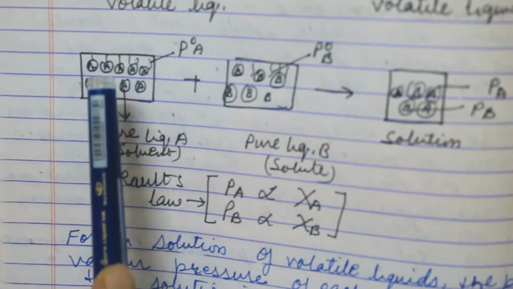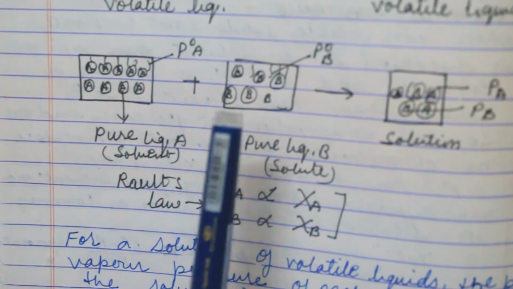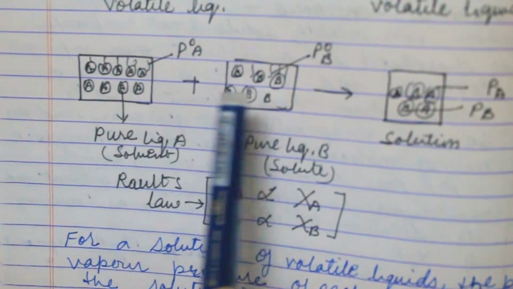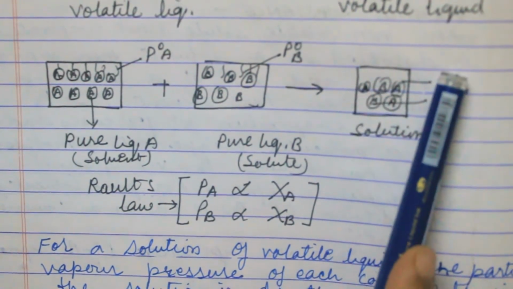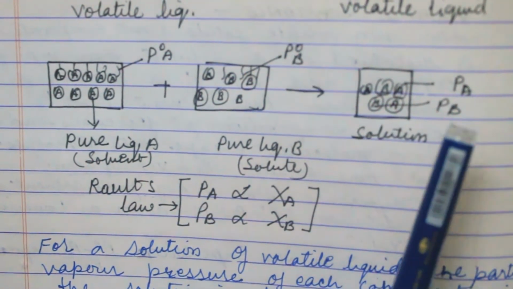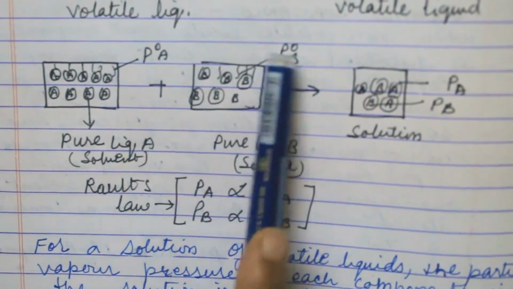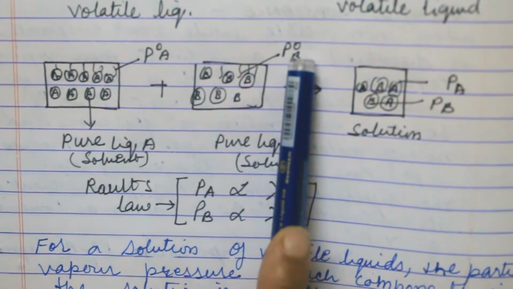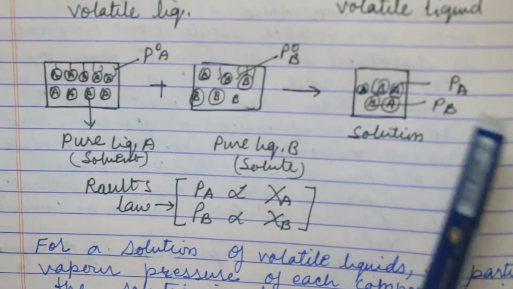So this is the container which contains pure liquid. P naught A is the pure solvent, and P naught B is the pure solute. Both are liquids. When both get combined, it is no longer pure, because they have partial pressure of each other in this container. Partially A is present and partially B is present. That is why there is no naught here. In the pure state the P naught is there. So P naught indicates the pure state and only P denotes the partial state.